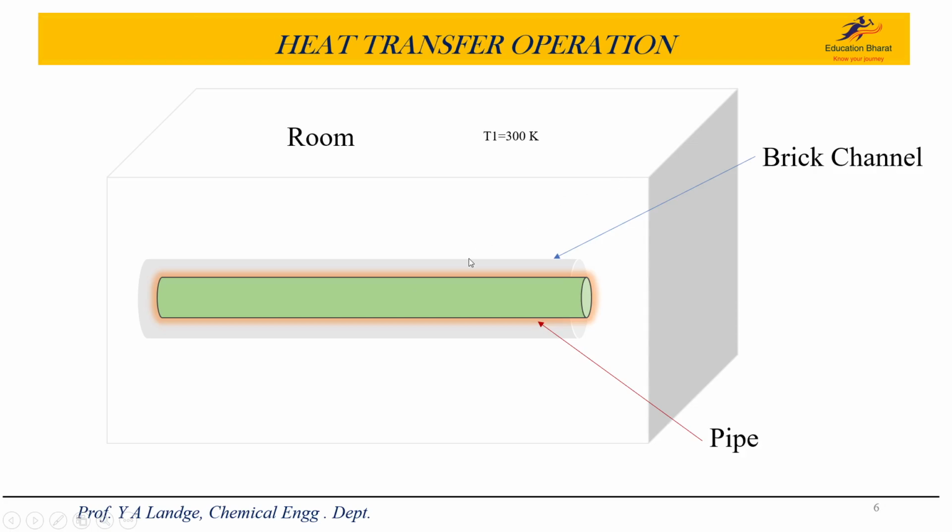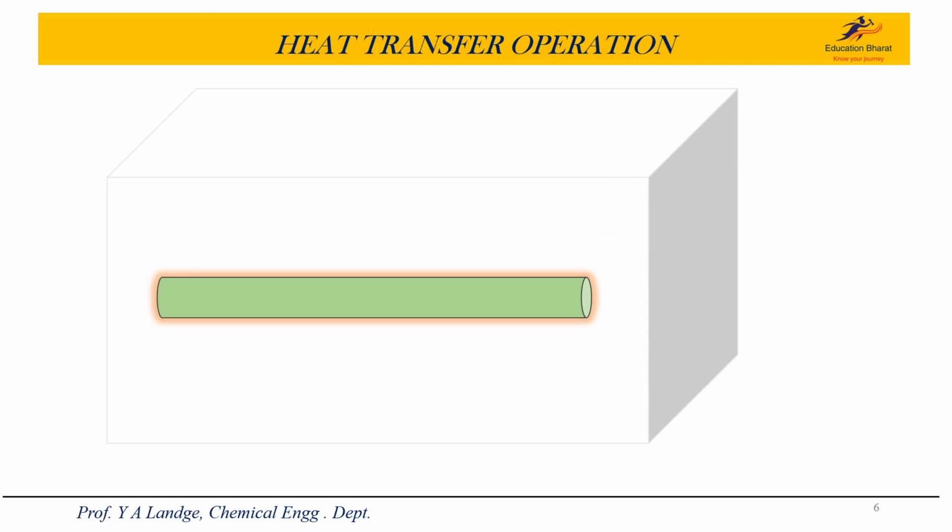So in the first case, we have only a single pipe in the room. This is the first condition. In the second condition, there is a pipe with a concentric pipe around it. Only that changes. So for case 1 and case 2, how can we go about it? Let's see.